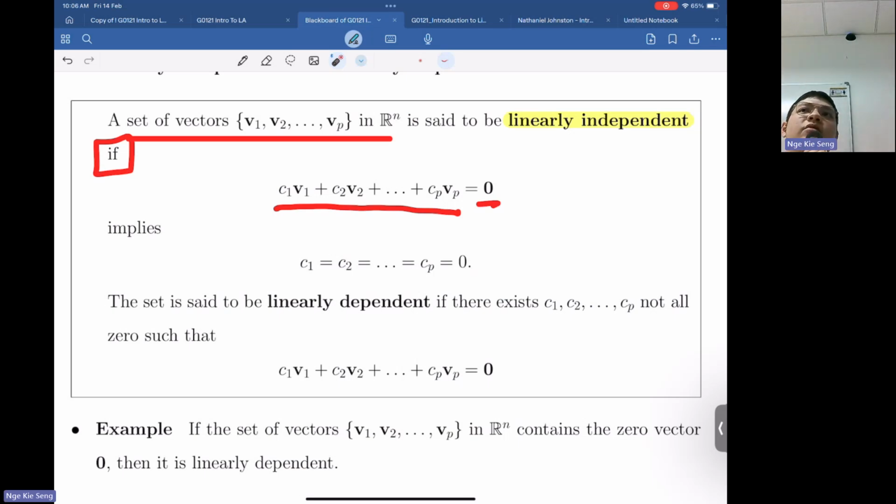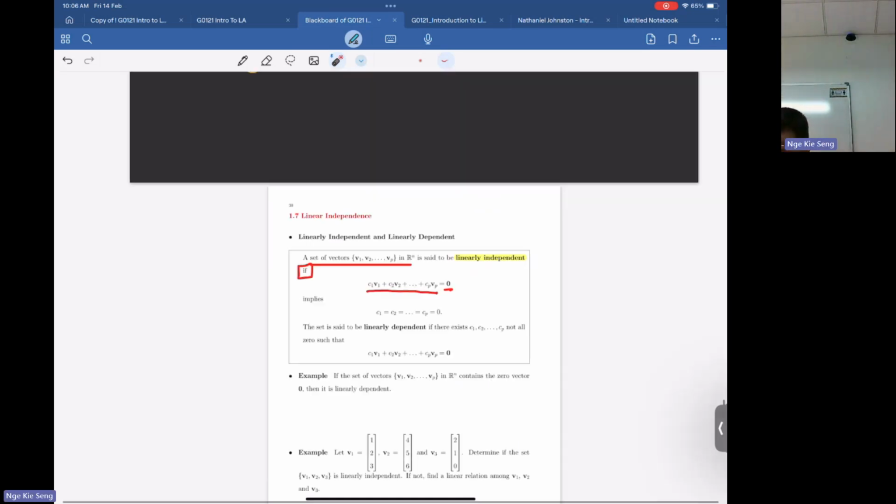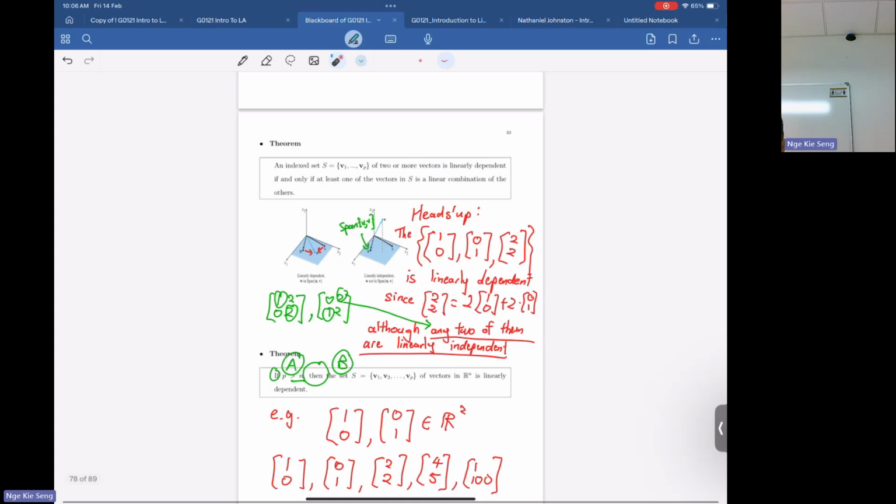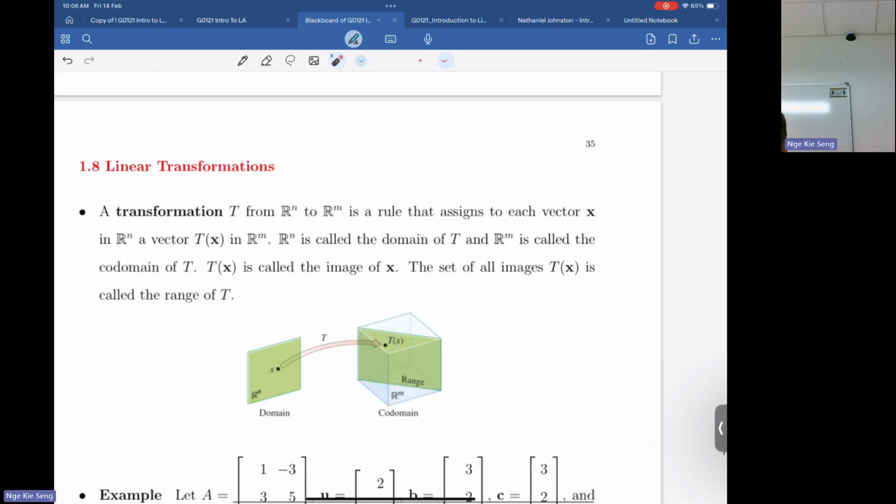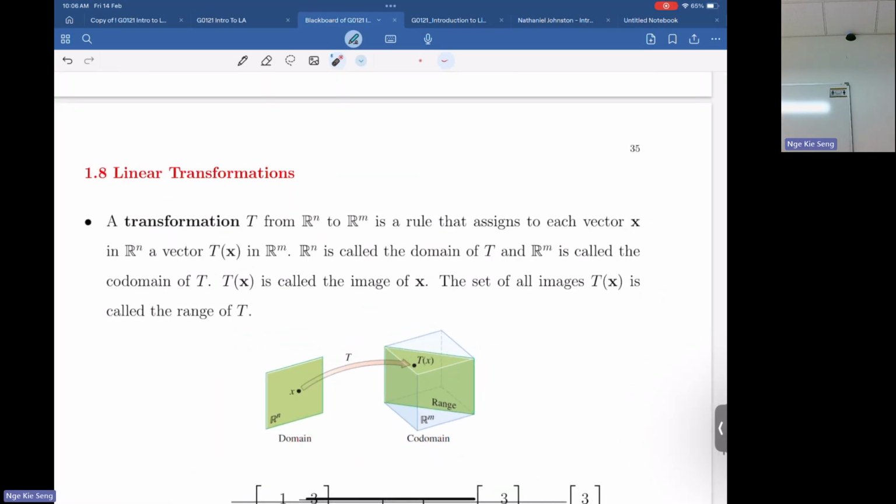Okay, any other question? Okay, if no, let's continue. Okay, next part. We'll look at function.